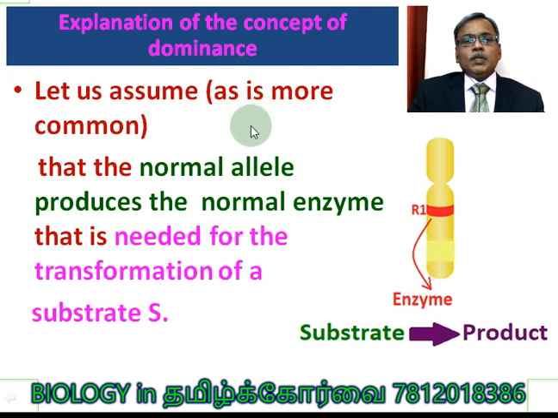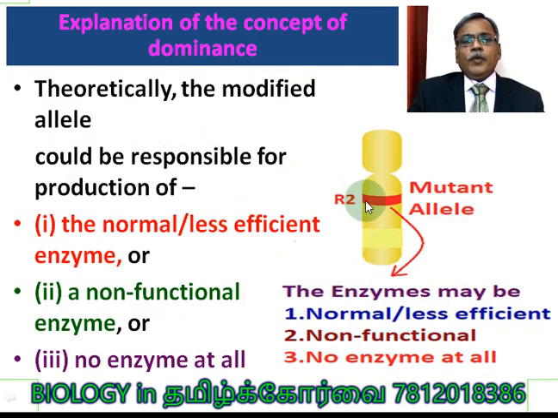Let us assume, as is more common, that the normal allele produces the normal enzyme that is needed for the transformation of a substrate. It means the pigment precursor into the product, that is the red pigment. So the product becomes the red pigment due to the presence of an active enzyme. Theoretically, the modified allele, R2, could be responsible for the production of... So these are the three possibilities given in the CBSE book. It will be very useful for the NEET aspirant of State Board as well as CBSE.